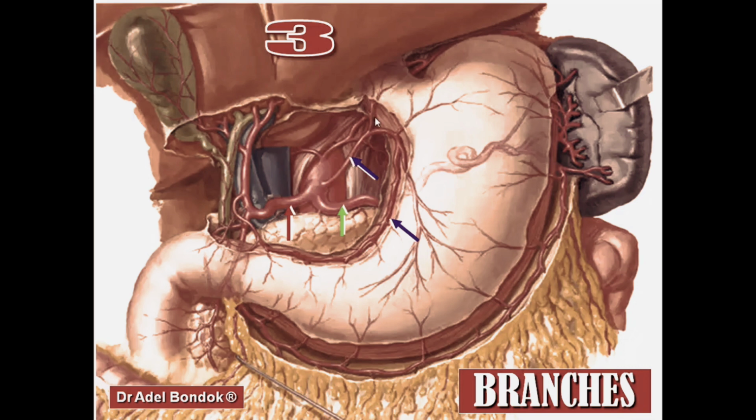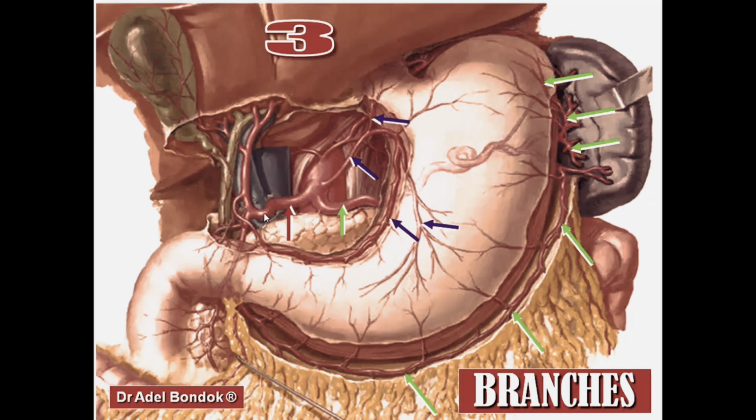The left gastric artery gives esophageal branches to the abdominal part of the esophagus, and gastric branches to the stomach. The splenic artery gives these short branches, which enter the pancreas, pancreatic branches, and it gives the splenic branches, short gastric arteries to the fundus of the stomach, and the left gastroepiploic artery along the greater curvature of the stomach. It is called gastroepiploic because it gives gastric branches to the stomach and epiploic branches to the greater omentum.